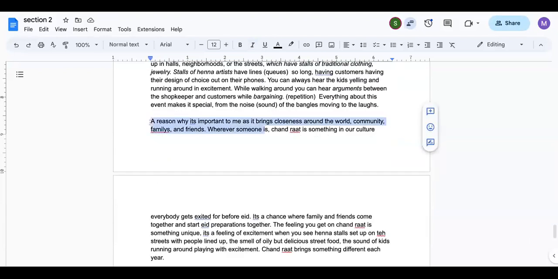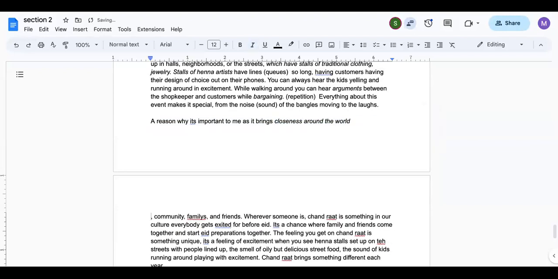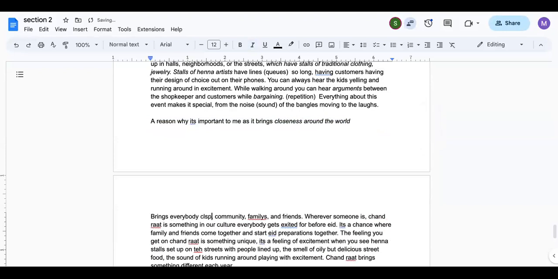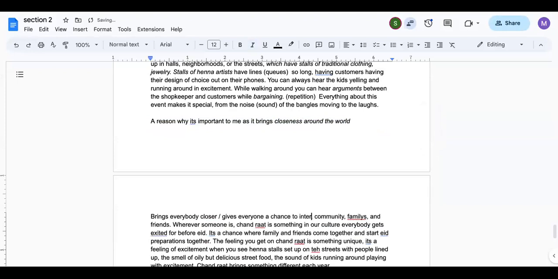Okay. A reason why it's important to me is that it brings closeness around the world. Closeness around the world is not the right sentence structure. Maybe you can write brings every city closer, or gives everyone a chance to interact. It's celebrated worldwide, aiding globalization or aiding interaction.